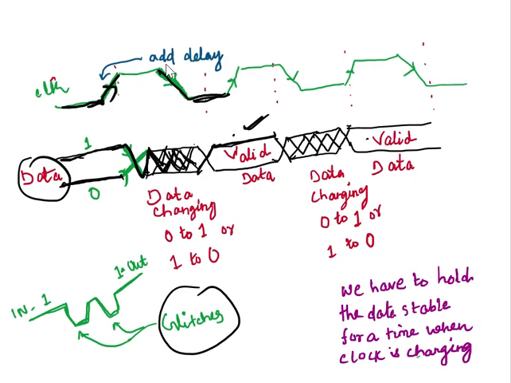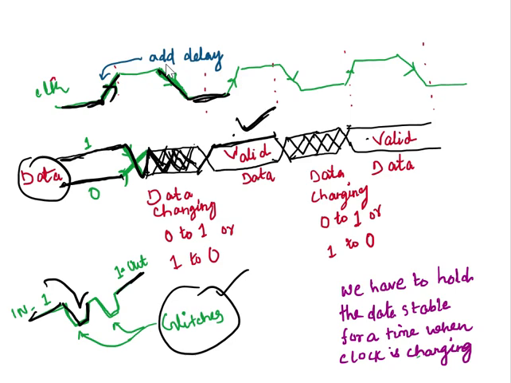This data transition from 0 to 1 or 1 to 0 is because of glitches, or we can say some kind of electrical noise. Input is 1, and anyhow this will be 1 all the time, but in between, because of the glitch, the signal goes 1 to 0, 0 to 1, and the transition happens. So this is the valid data.